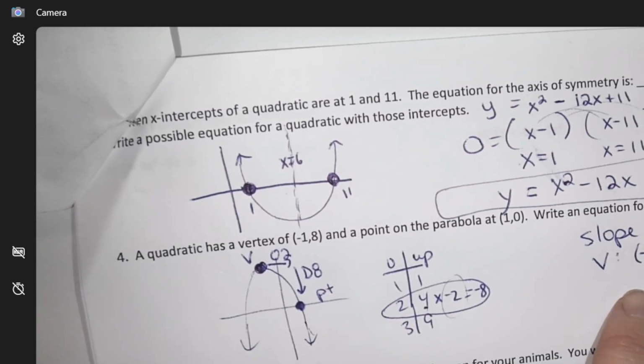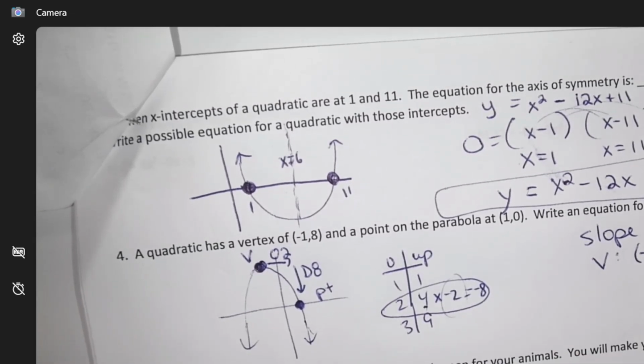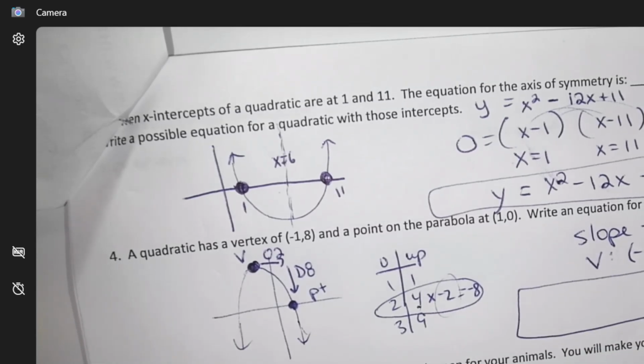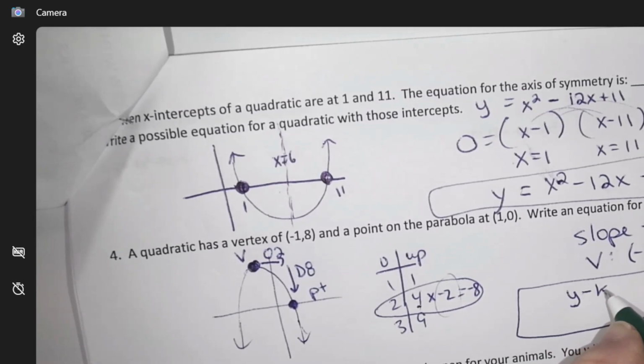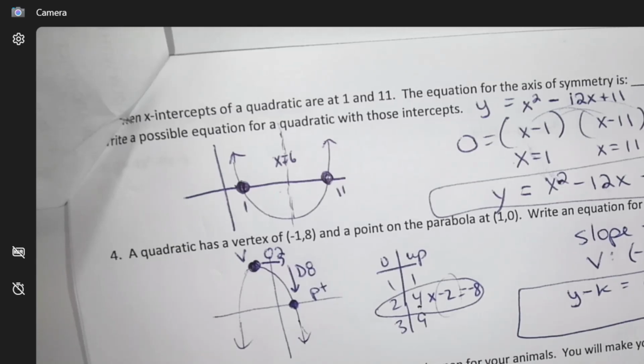Okay, so here's my info. And you need to make me an equation out of that. So I'm picking this one. Does that make sense why I'm going to pick that one? Because in that one, you can just plug in your vertex numbers and your slope number.